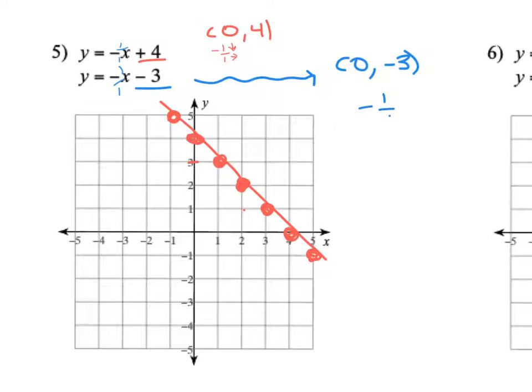And what that means is that I'm going to go, again, down 1, right 1. So I begin at 0, negative 3. I go down 1, right 1. Down 1, right 1. I also go up 1, left 1, all the way across the graph.